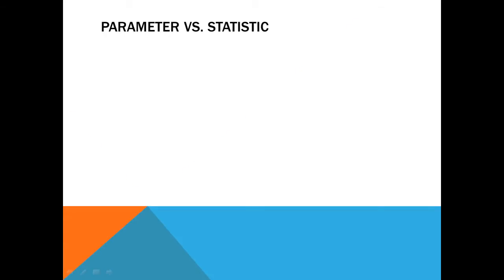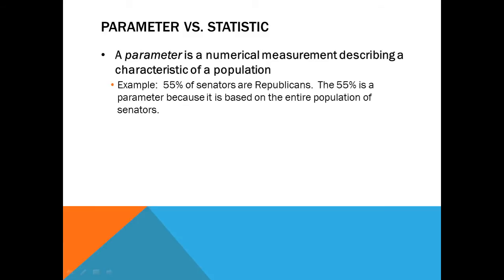Let's talk about a parameter versus a statistic. A parameter is a numerical measurement that describes the population. And the example here is that if 55% of senators are Republicans, the 55% becomes a parameter because it's based on the entire population of senators in the world. Obviously, there are only 100 senators, so it's a lot easier to take a parameter from a small population.